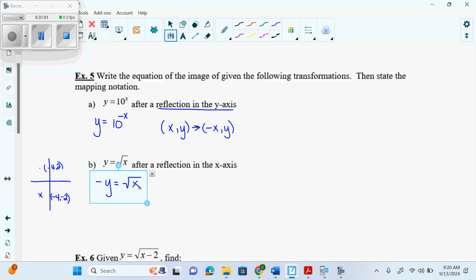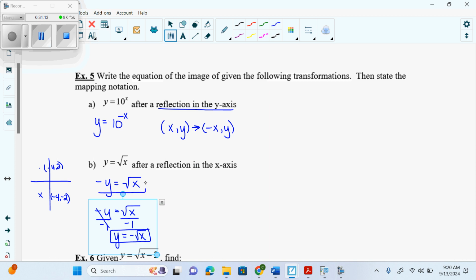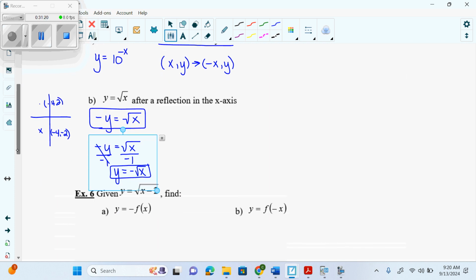Or we can divide the negative 1 over, and give y equals negative root x. Both of these are correct. They'll often have it in y equals though, so they'll often have it in the second one. So it affects the y's. So we're going to get (x, y) becomes (x, negative y).